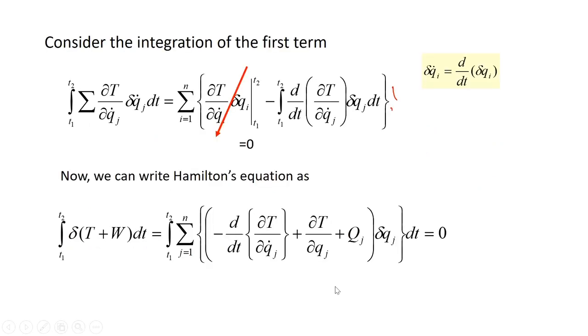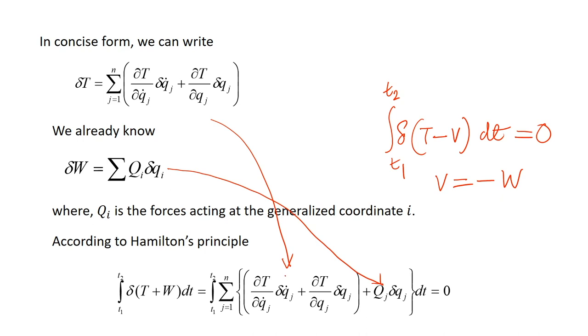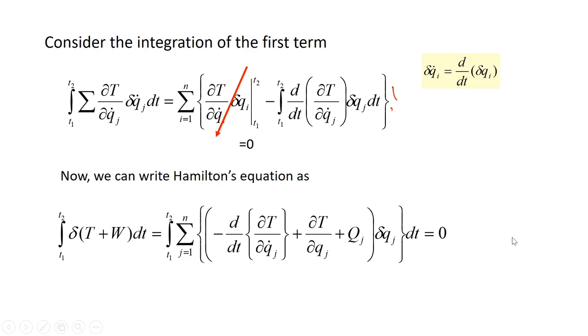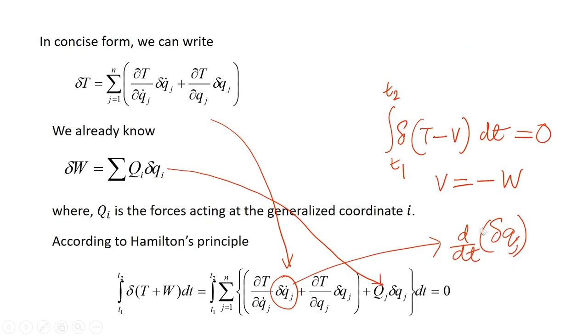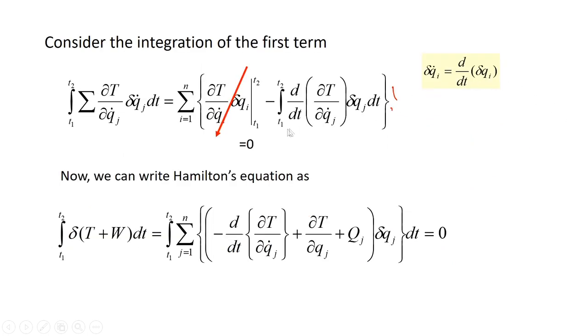Considering the integration of the first term, you see that the first term is a differential quantity, delta q dot, and this can be written, after interchanging the operator, as d by dt of delta q j. So this gives us the advantage of integrating by parts. So this term delta q dot j is written as d by dt delta q j. Now, after doing this, we can integrate this quantity by parts.